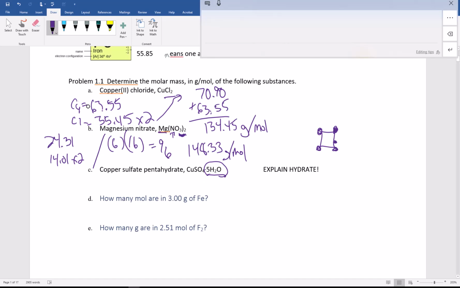So what that means is I have copper, again, 63.55, plus sulfur, periodic table, 32.07, plus 4 times 16, which is 64, plus, if you trust me, water is 18.02, 5 times 18.02. So let's do that. 5 times 18.02, plus 64, plus 32.07, plus 63.55. 249.72.